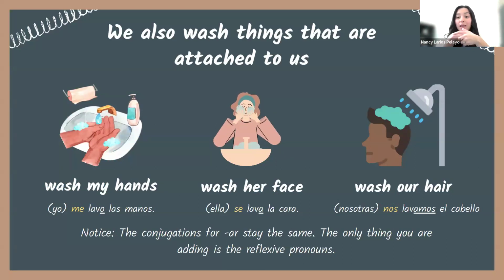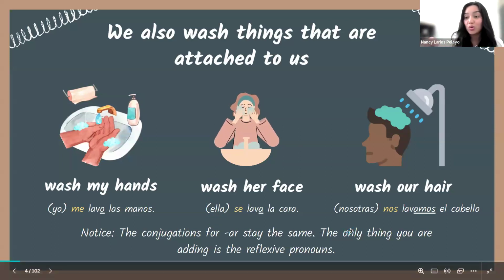Because I am washing my hands. Someone else doesn't wash my hands. I wash my hands, right? Me lavo las manos. I'm doing that action to myself. If you want to say, she washes her face, right? Ella, right? She washes her face. Ella se lava la cara. Repite conmigo. Repeat it after me. Ella se lava la cara.